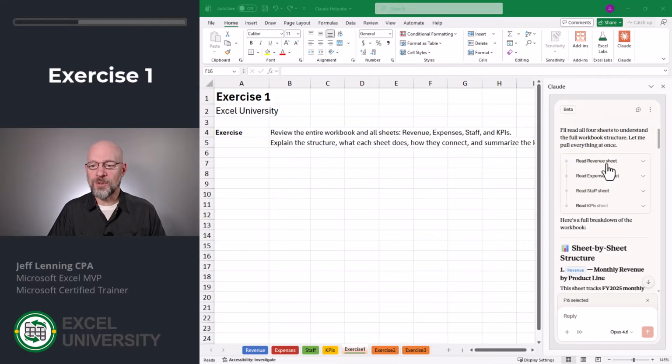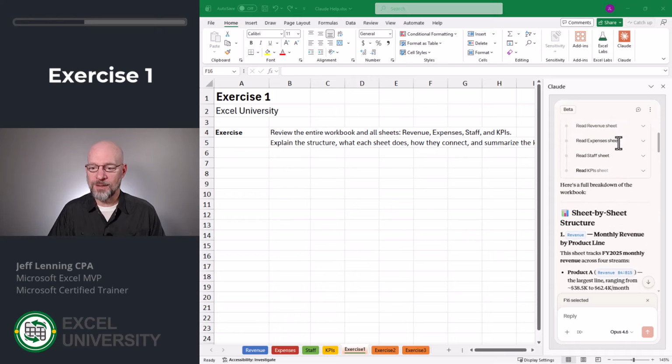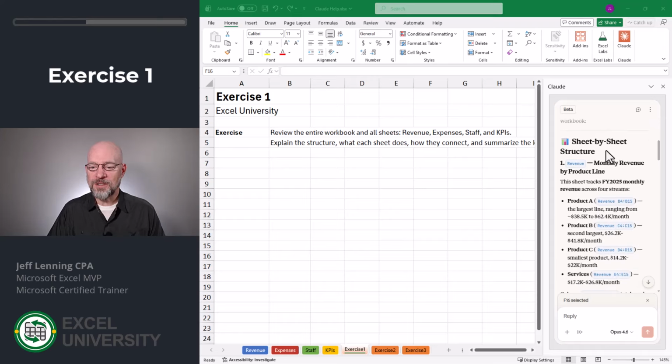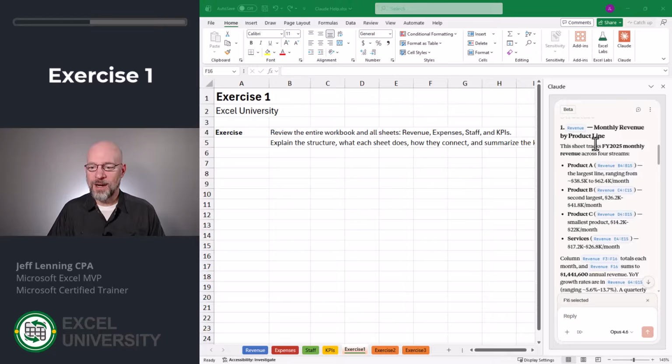Okay, and it finished up, so I'll read you through this briefly. I'll read all 4 sheets to understand the full workbook structure. Let me pull everything at once. Here's a full breakdown. Sheet by sheet picture. Revenue, monthly revenue by product line. This sheet tracks 2025 monthly revenue across 4 streams, product A, B, C, and services.